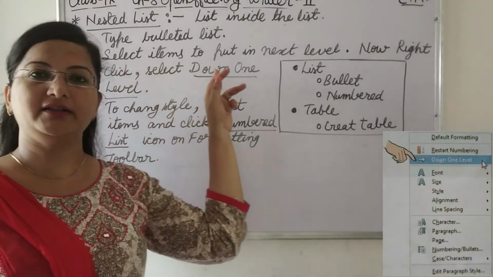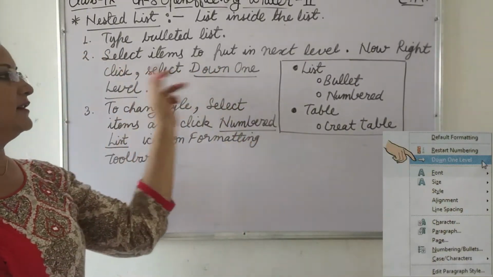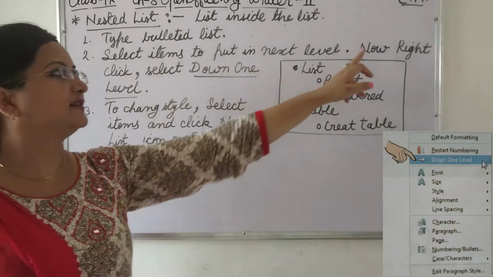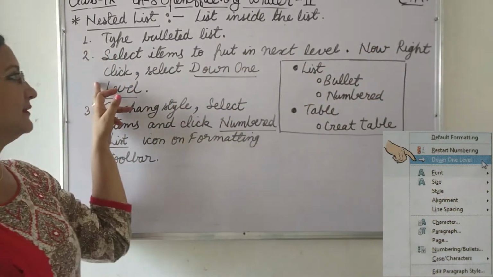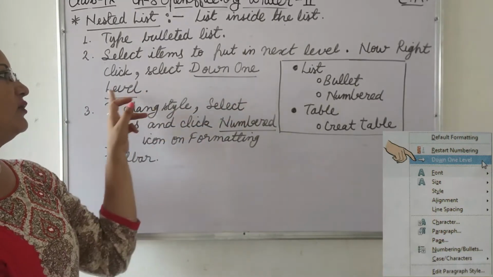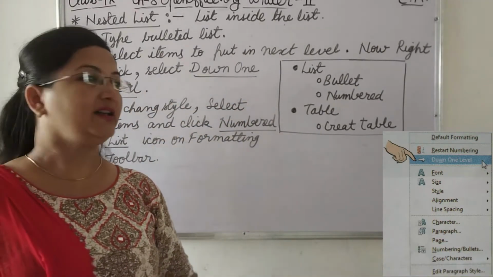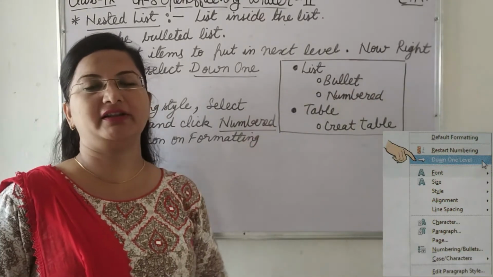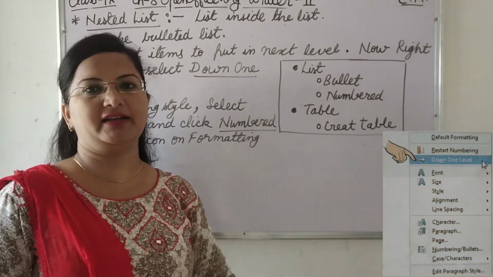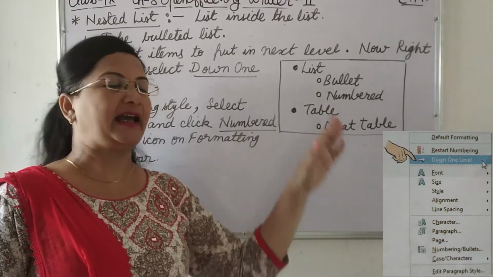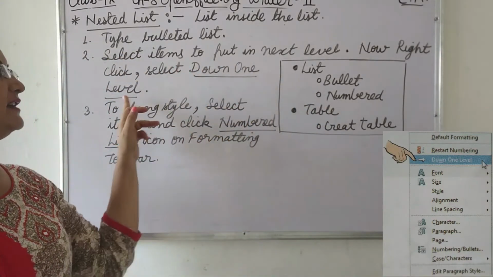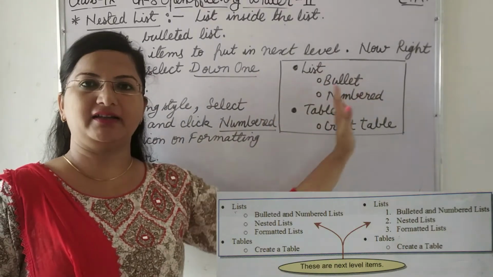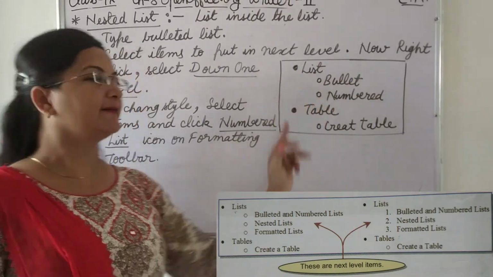Or another way is, select the items, then after that right click and then choose down one level. Okay, when you select the list items that you want to put in the next level, you right click it and then choose the option down one level. Then what will happen? This will shift to the right side. There will be a space over here.